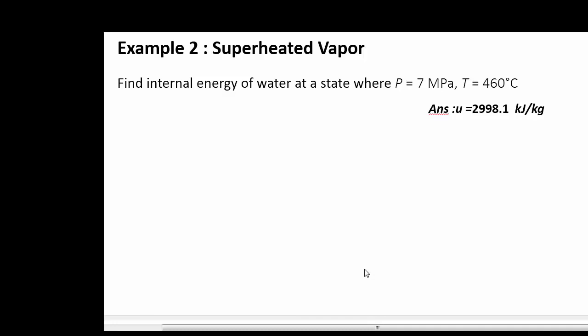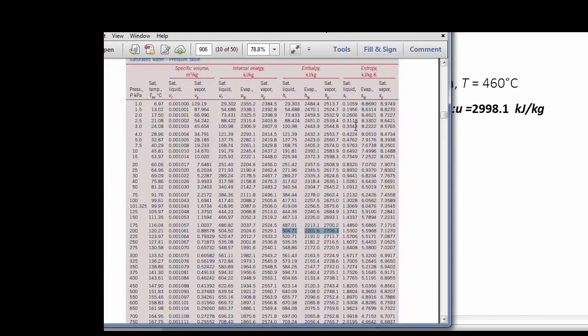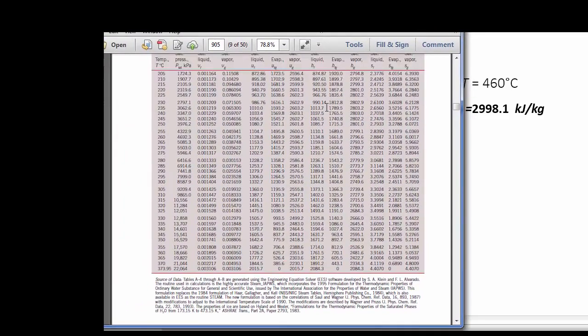So now let us try to solve the way to find the properties if the state is superheated vapor, which is our example 2. The question says find the internal energy, U, of the water at a state where the pressure and the temperature are given. Before, assume we don't know the state. So let us go to table A4 or A5. I prefer A5 here since the digits are more approachable.